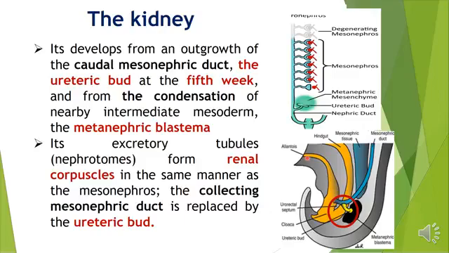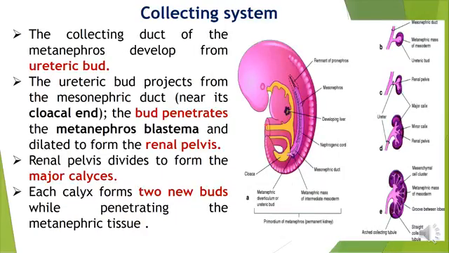Its excretory tubules or nephrons form a renal corpuscle in the same manner as the mesonephros. But the collecting mesonephric duct is replaced by the ureteric bud. The collecting duct of the metanephros develops from the ureteric bud. The ureteric bud projects from the mesonephric duct. The bud penetrates the metanephric blastema and dilates to form a renal pelvis.